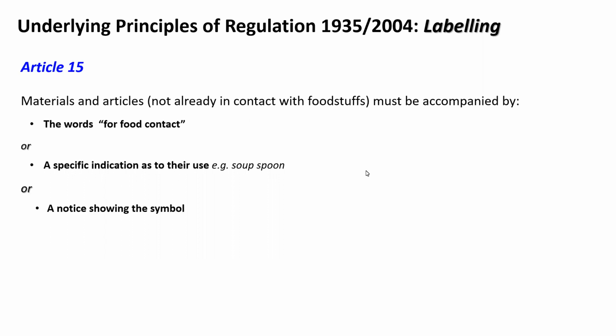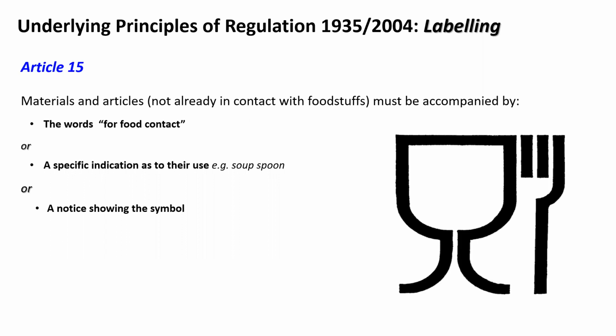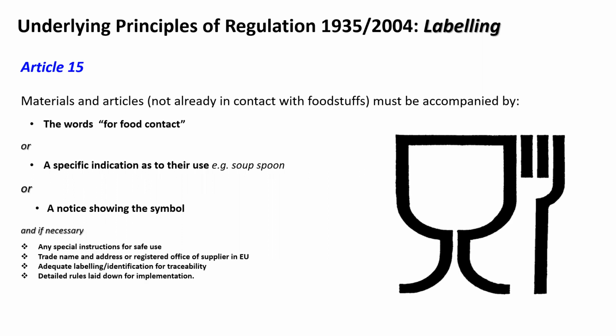Or what you might have noticed on some food contact materials, such as Tupperware or plastic pots, is this symbol here. This indicates that the material is suitable for contact with food. Or, if necessary, you can include special instructions with the material for use, or the trade name or registered office of the supplier, and some other information as you deem necessary.